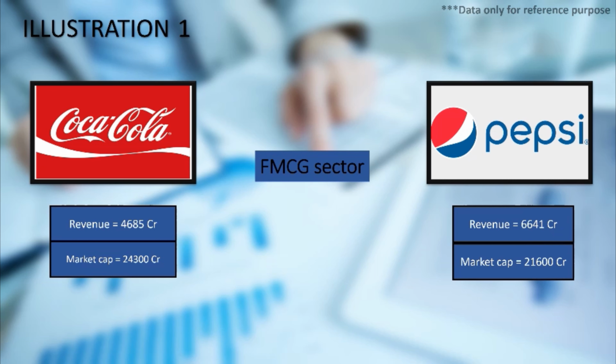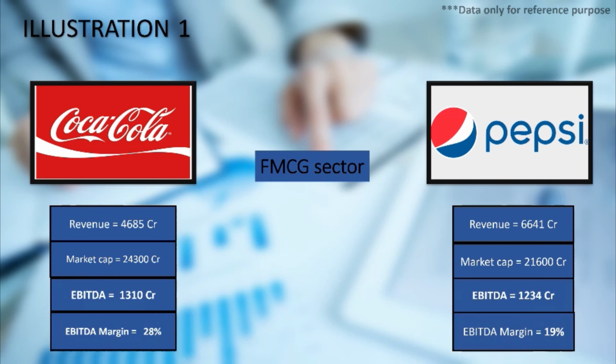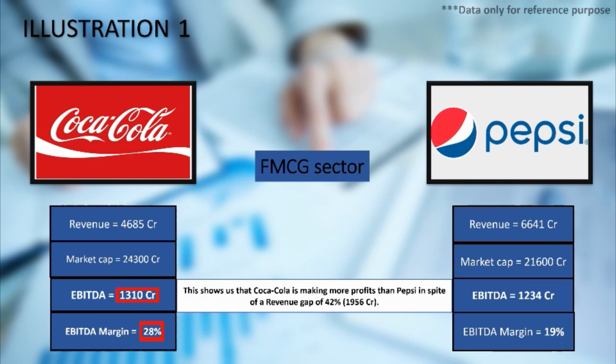But now, when we look at the EBITDA margins, as a surprise, Coca-Cola has a higher EBITDA margin despite having a lower revenue. It shows us that Coca-Cola is making more profits than Pepsi despite a revenue gap of 42%. This implies that Coca-Cola is using 72% of its revenue for operating expenses, which is less than Pepsi, which is using 81% of its revenue for operating expenses.